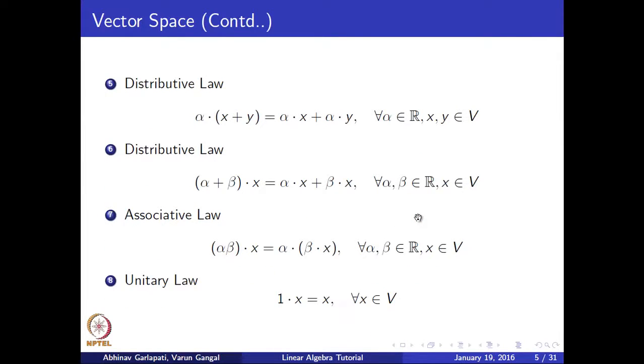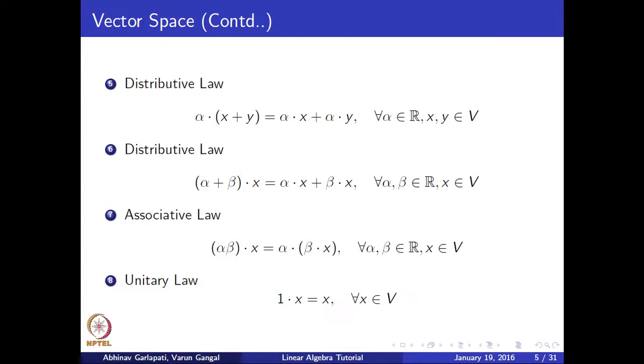The fifth law is the distributive law. This law says that if you have a real scalar alpha with which you multiply the sum of two vectors x plus y, then that should be equal to alpha x plus alpha y. The second distributive law says that if you have the sum of two scalars multiplying a vector x from the set, alpha plus beta times x, then that should be equal to alpha times x plus beta times x.